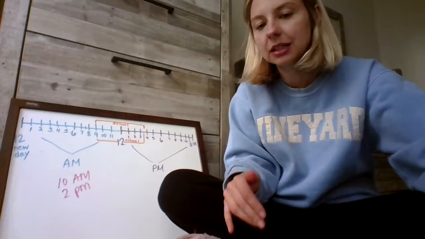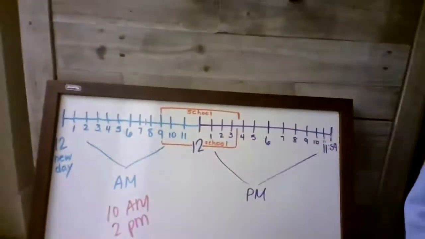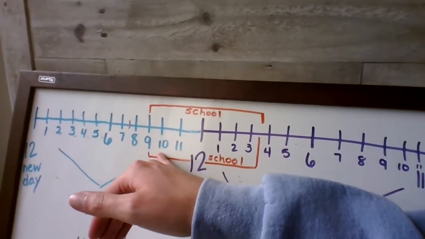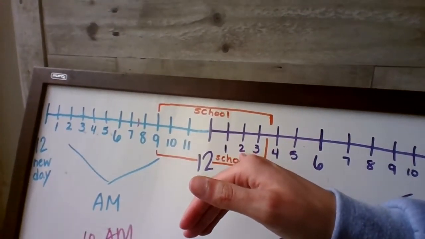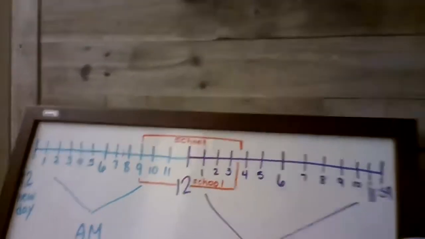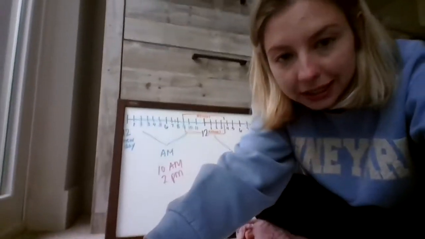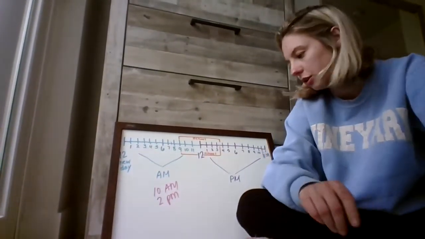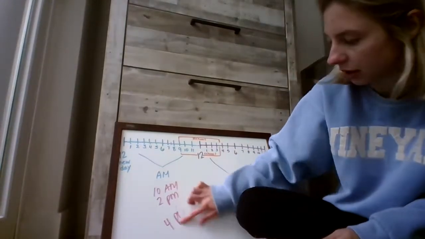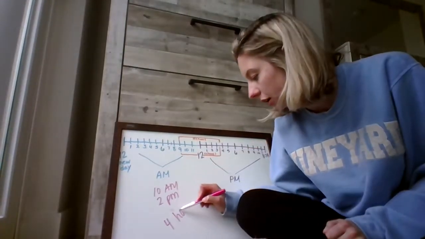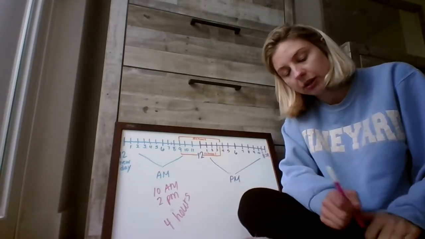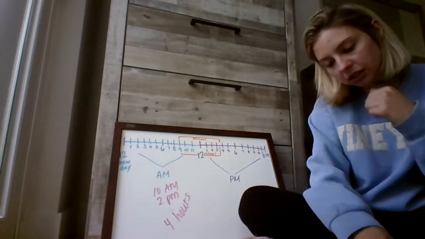Okay? Let's look on our number line. 10 a.m. to 2 p.m. If we start at 10 a.m. and we want to find out how long they were at the museum for at 2 p.m., let's count. 1, 2, 3, and 4. So 4 hours. Great. That's exactly what we got on our clock too. So the answer is they were at the museum for 4 hours. Okay? Great. Let's move on to the next one.